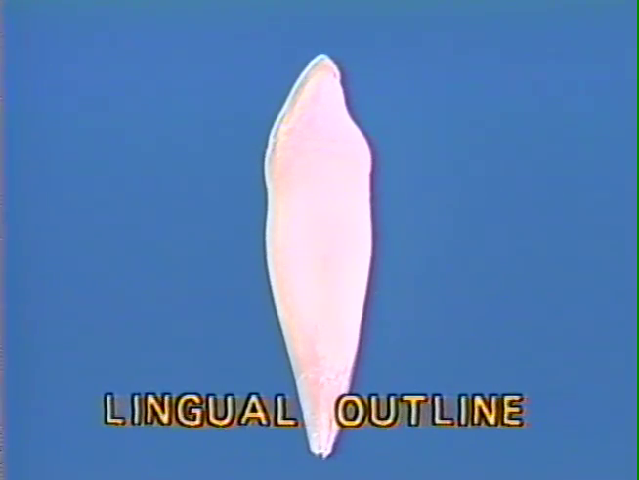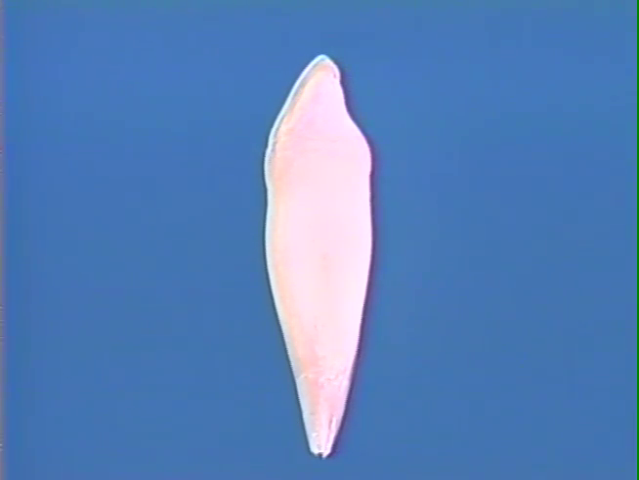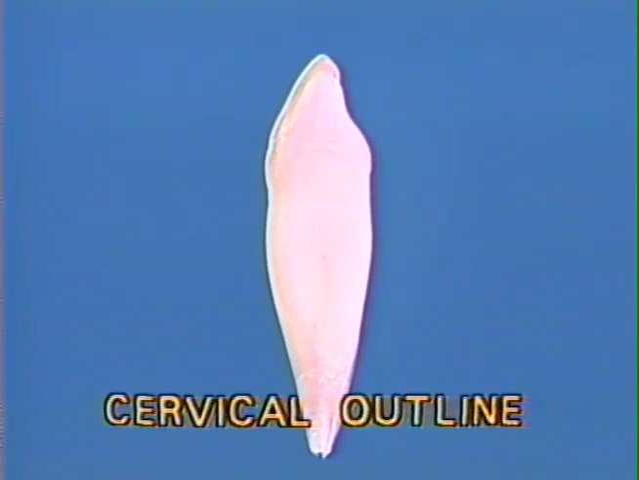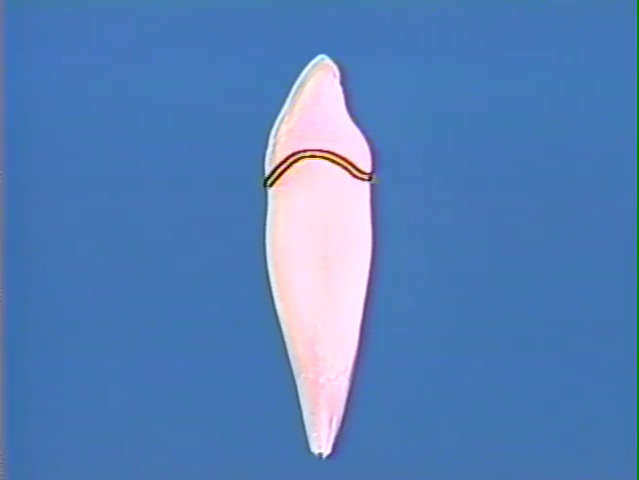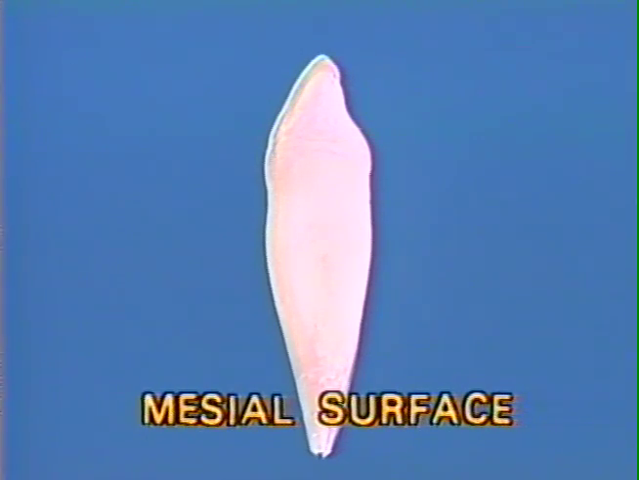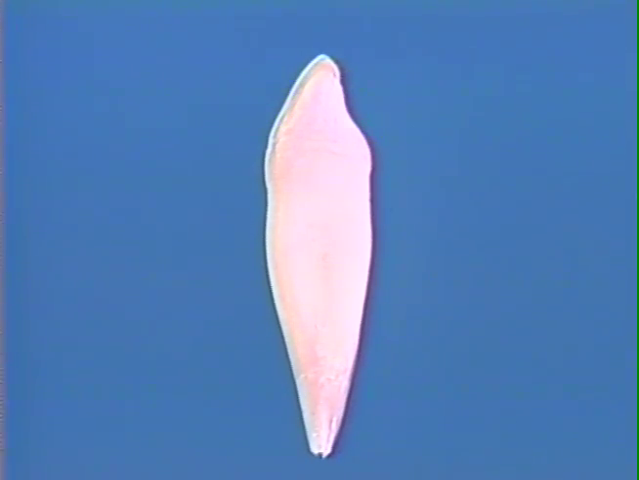Lingual outline. The lingual outline resembles the maxillary canine, except the incisal edge area is not as thick and the cingulum convexity is less prominent. Cervical outline. The cervical line curves evenly toward the incisal, with the greatest height of curvature directly beneath the incisal edge. Mesial surface. The contour of the mesial surface is basically convex, but with a flattened area just above the cervical line.